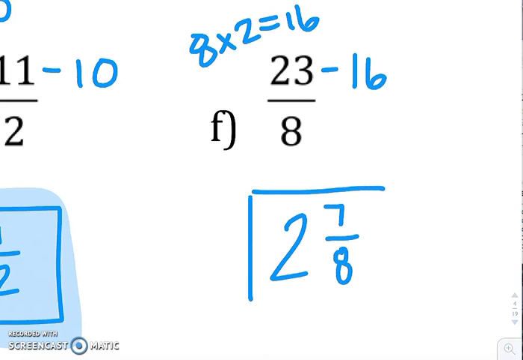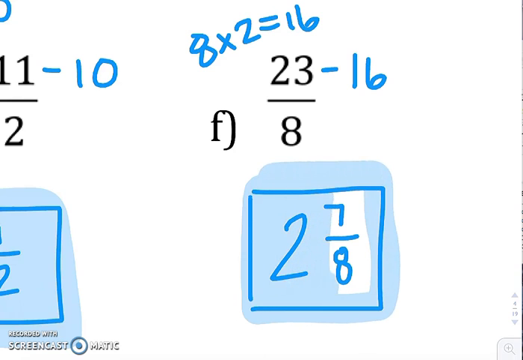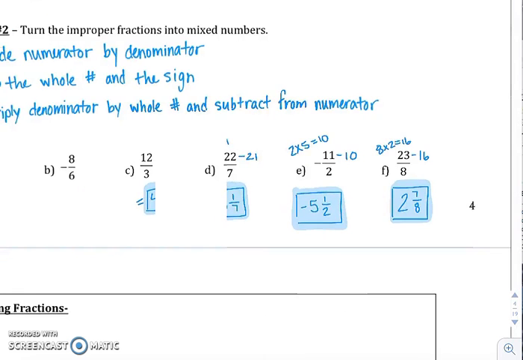So 2 and 7/8. And remember, you can always check this, because if we go the opposite way and try to turn this back into an improper fraction, we should get what we started with. 8 times 2 is 16. Multiply and add. Add 7, we get 23/8.